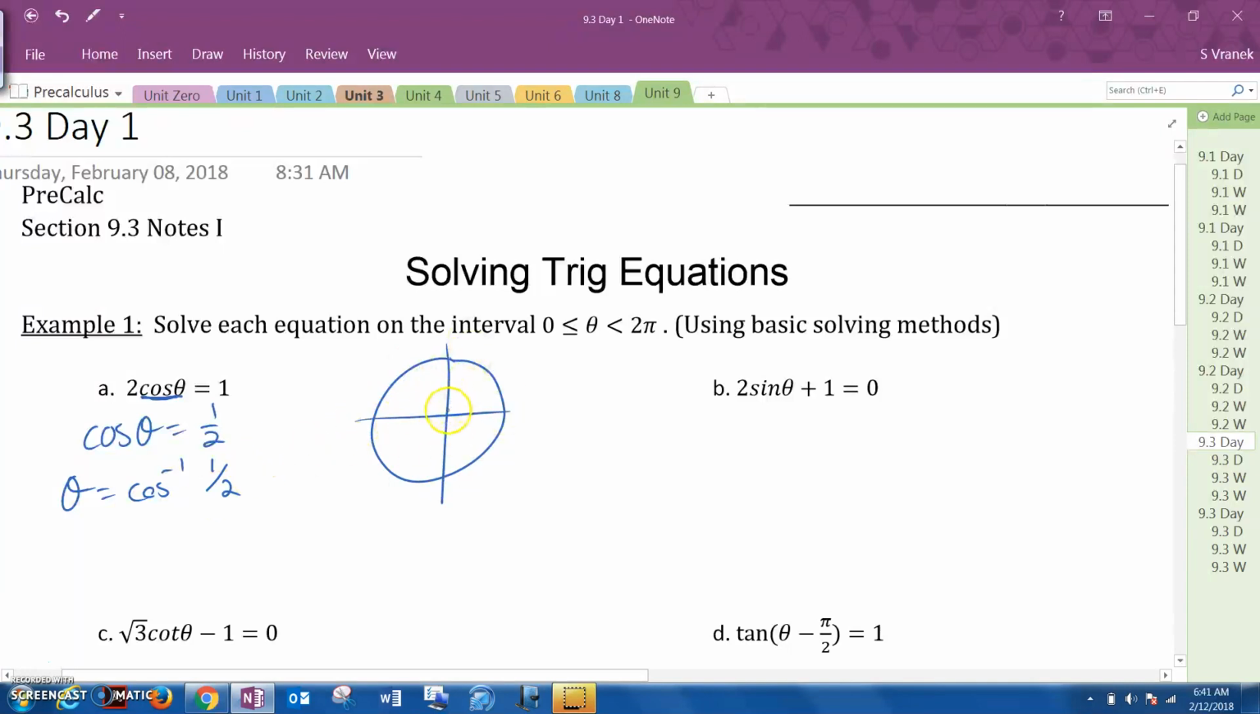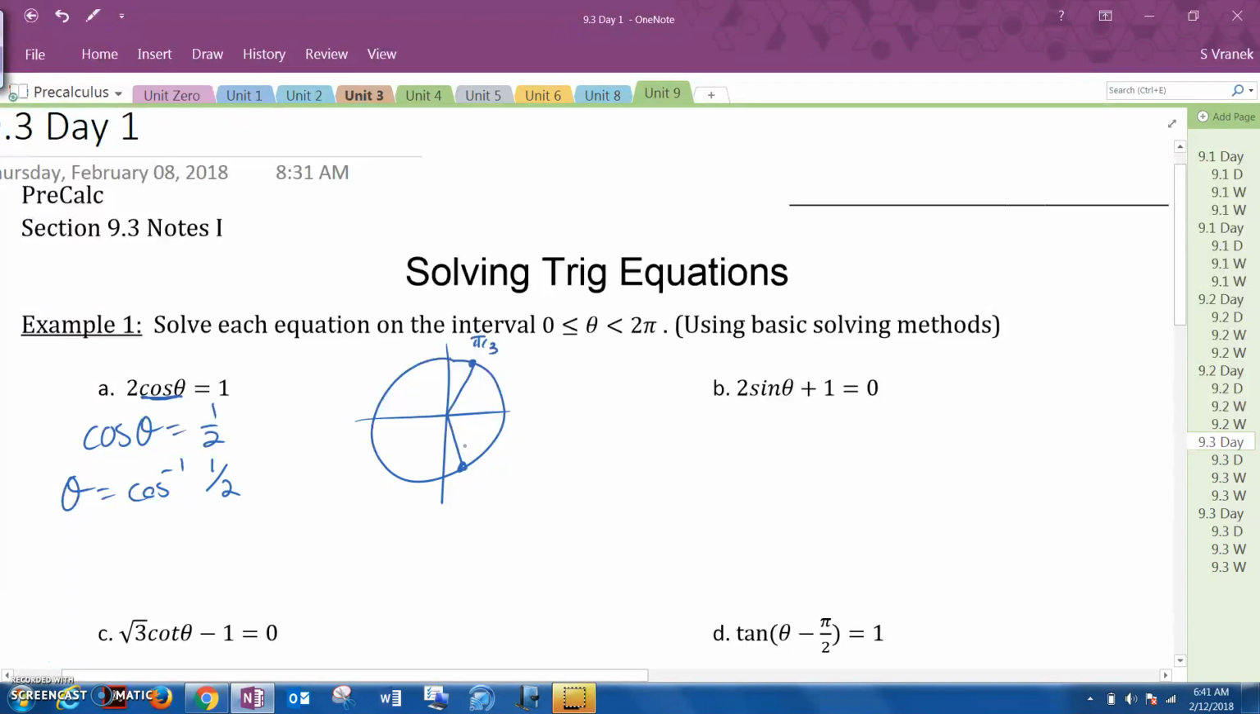Cosine is positive in quadrant 1. It's 1/2 when you are at pi over 3. Okay? Now you have to find the other spot where it is. So cosine is positive here, and it's positive here. So I'm in quadrant 4 now also.